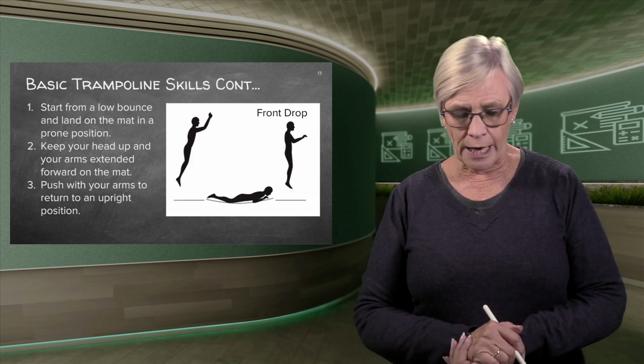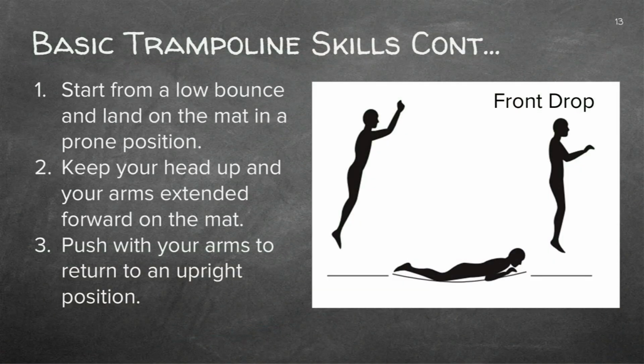And then let's look at our front drop. Start from a low bounce. So we did say that you're going to bounce up and land on the mat in a prone position. We said you're going to land on the mat with your tummy. And then it says keep your head and your arms extended. We didn't say that. I didn't look at that little position there. So that was important. That second instruction had some missing.